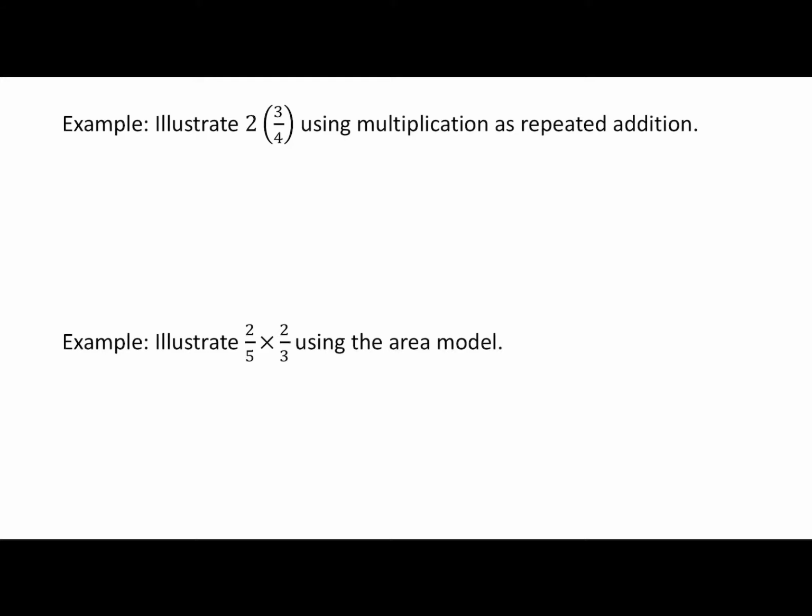All right, so let's try our own. If I wanted to do 2 times 3/4 as repeated addition, well, the 2 is telling me add 3/4 2 times. So I have 3/4 plus 3/4. I have a common denominator already, so I can just add the numerators. 3 plus 3 over 4 is 6/4. And of course that reduces. I can divide numerator and denominator by 2 to get 3/2.